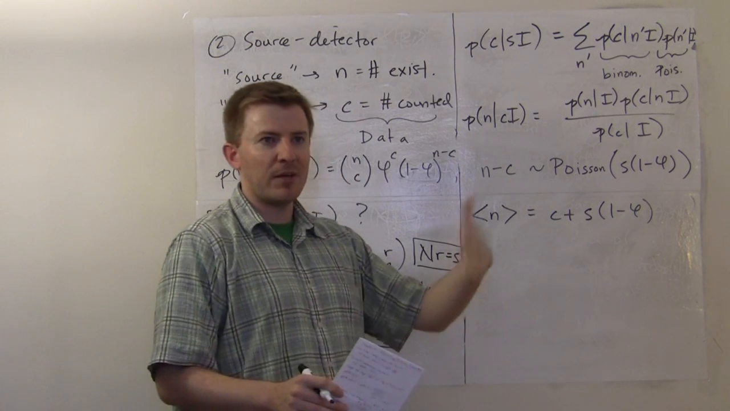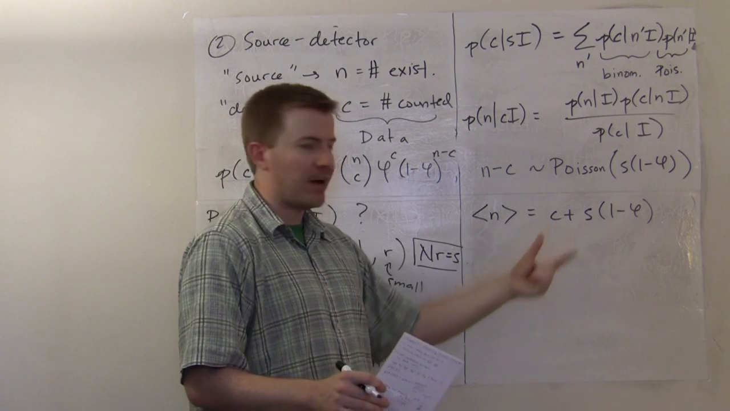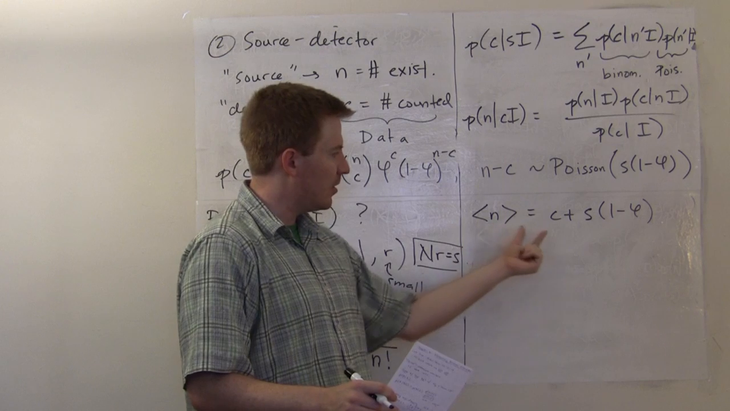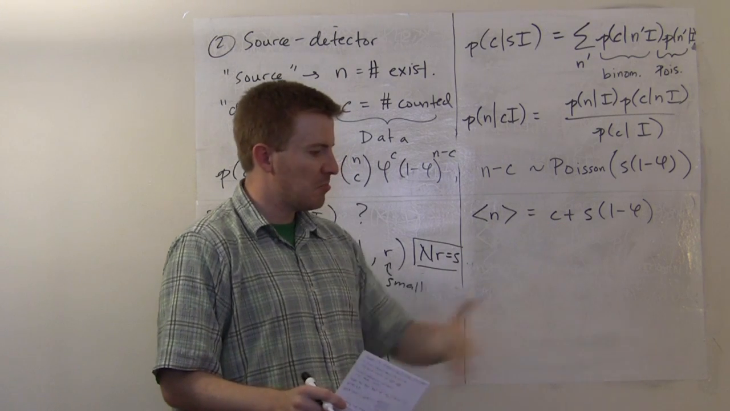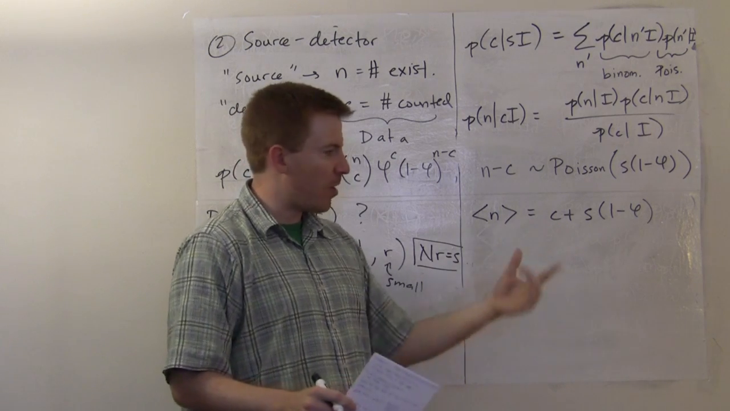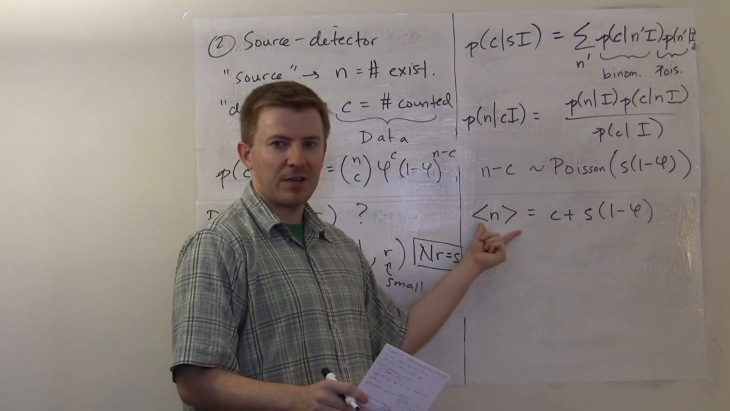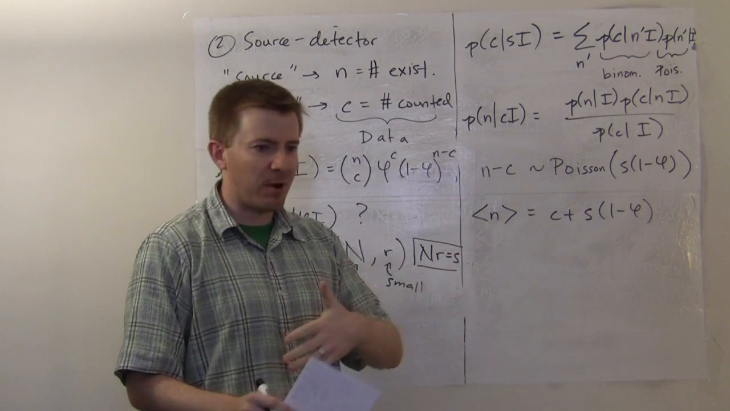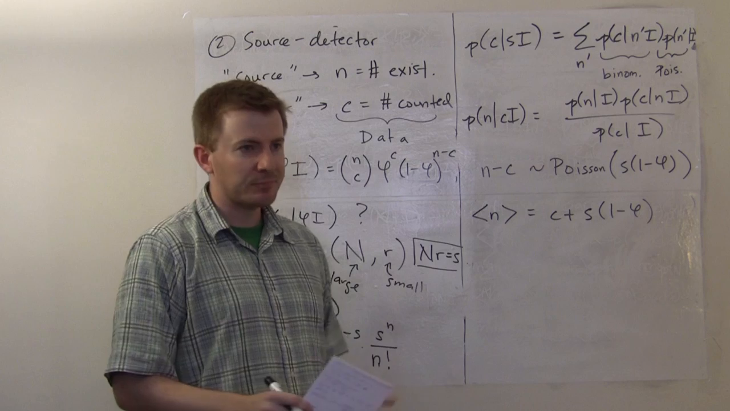So if you do this experiment a couple of times, you get different data values, you get different counts. How does your estimate of n change? It basically just changes by the same amount, right? So if C goes up by 1, your posterior estimate of n goes up by 1 if you're using the mean of that distribution. Similarly, if it goes down by 1, n goes down by 1.